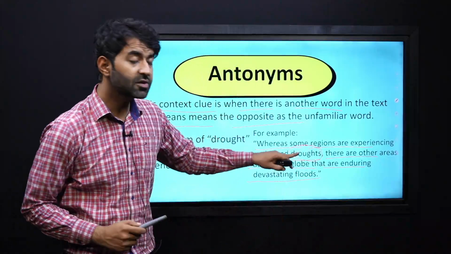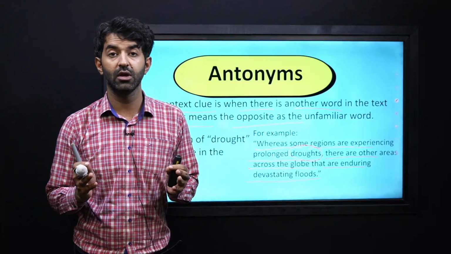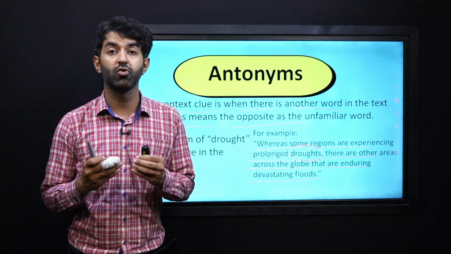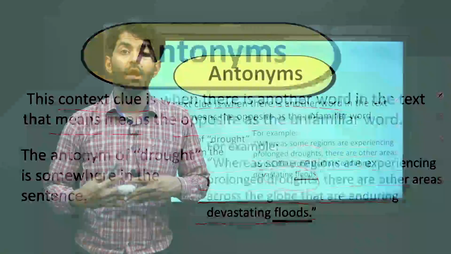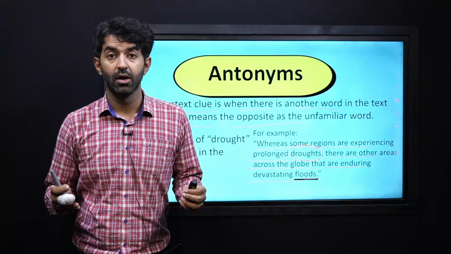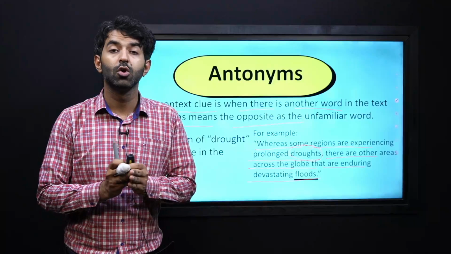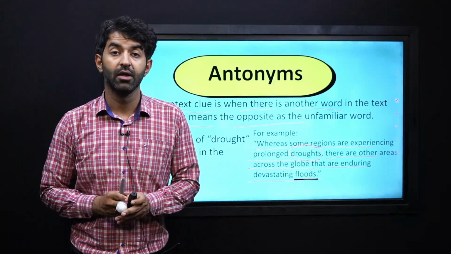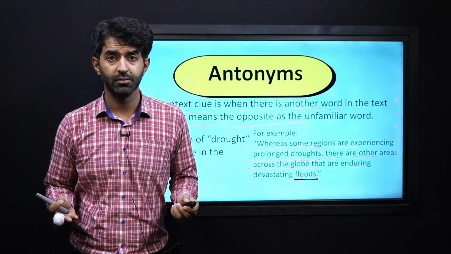Now, the word under discussion is droughts. Can you guess the meaning of this word using the opposite word or the contrasting word? Good. Now that word is floods. Flood is when there is plenty of water and so much extra water, but the opposite meaning is drought, when there is no water at all. The lack of and shortage of water is called drought.